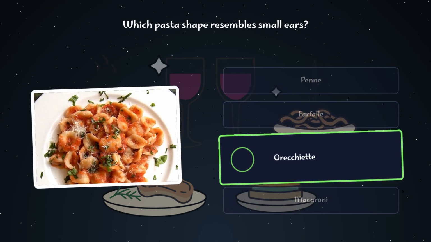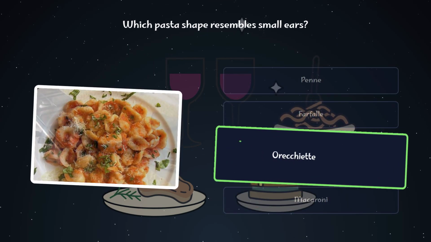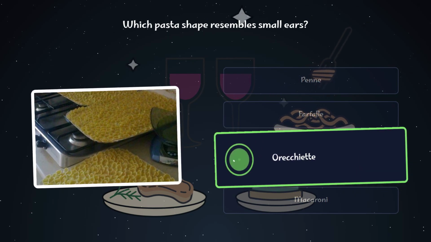Orecchiette, meaning little ears in Italian, is a small concave pasta shape that closely resembles small ears.